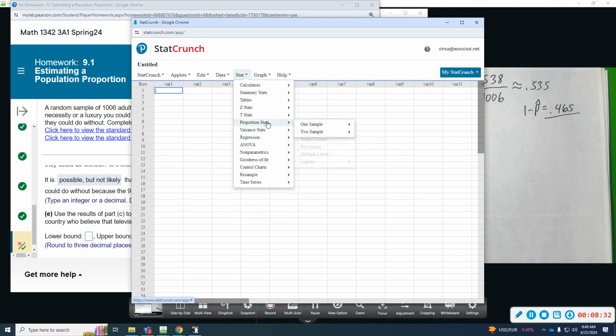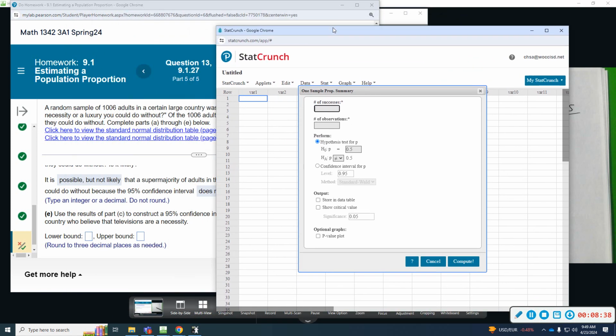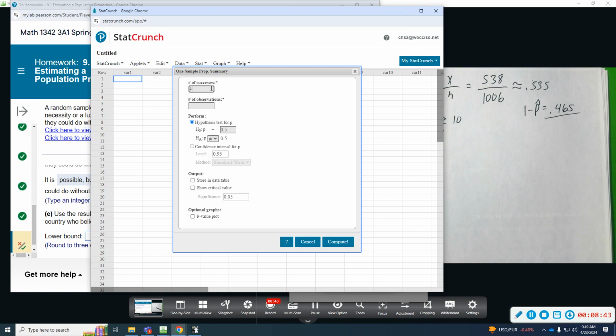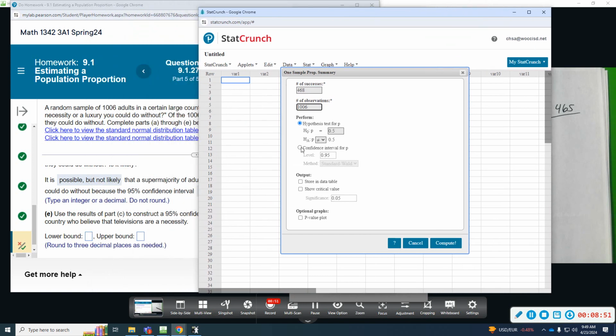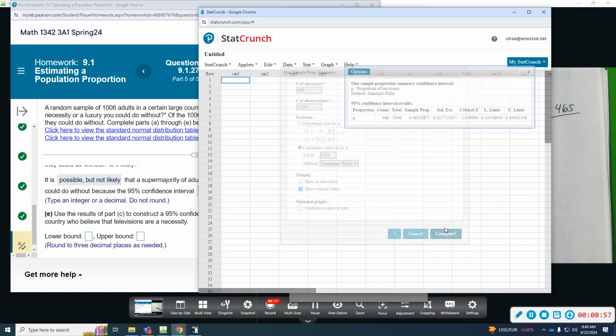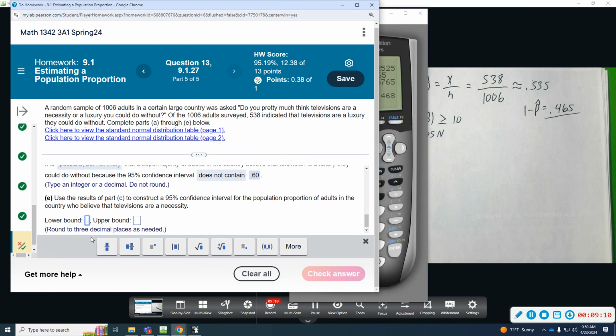In StatCrunch, Proportion, One sample, With summary. Number of successes, 468 this time, observations 1,006. We're going to do a confidence interval, 95%, and we would get 0.434 to 0.496.